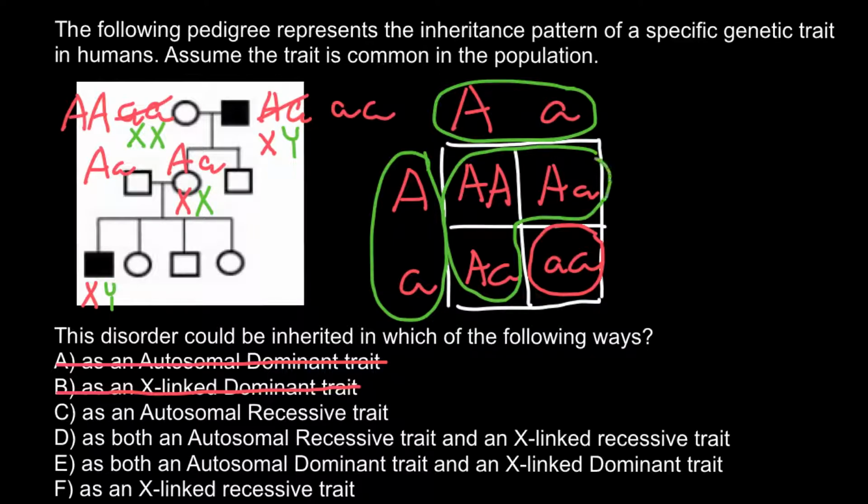3/4 of the progeny also would be unaffected, but 1/4 would be affected. So this is a probable variant of the mode of inheritance of this genetic disorder. And let's consider X-linked recessive trait. This is answer F. Can it be an X-linked recessive trait?